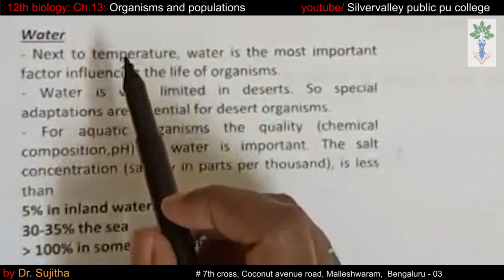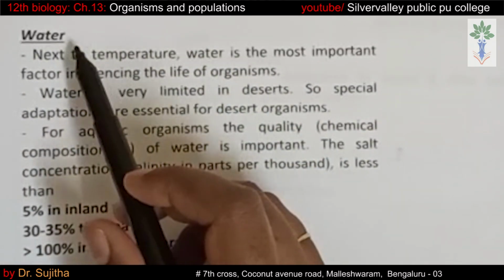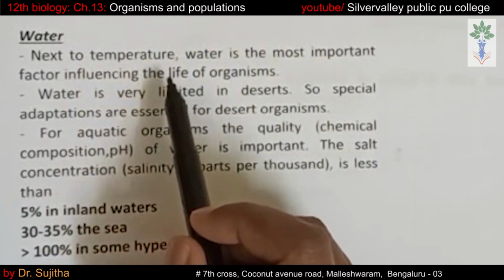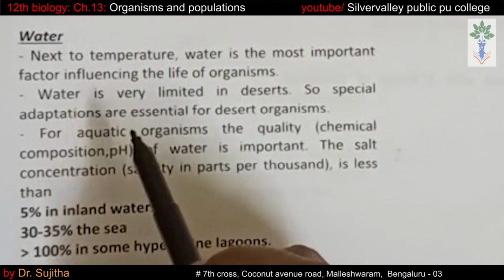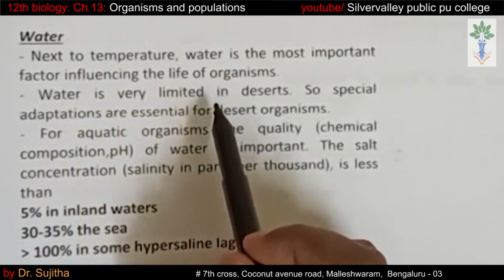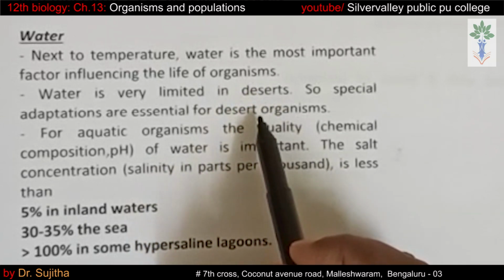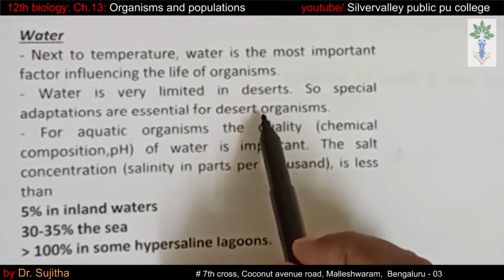The next abiotic factor what we are going to study is the water. Water is one of the most important factors influencing the life of organisms. We all know that the water is very limited in the desert areas. That is the reason why the desert organisms have got a special adaptation to adapt to the desert environment.